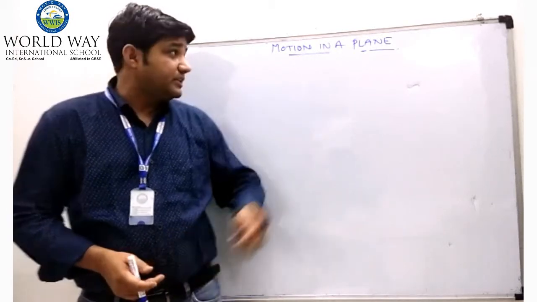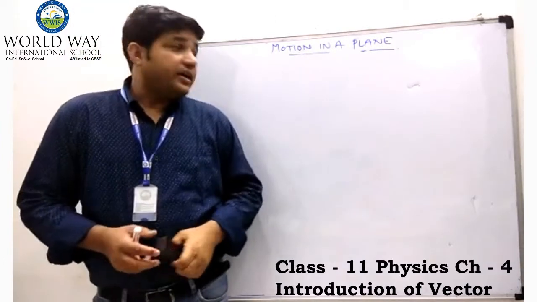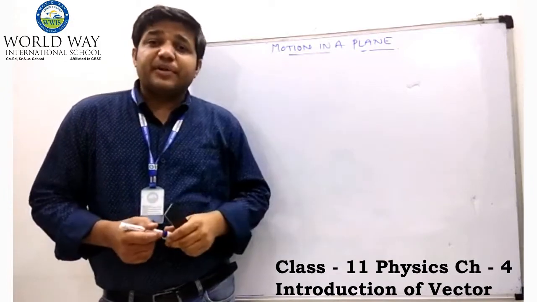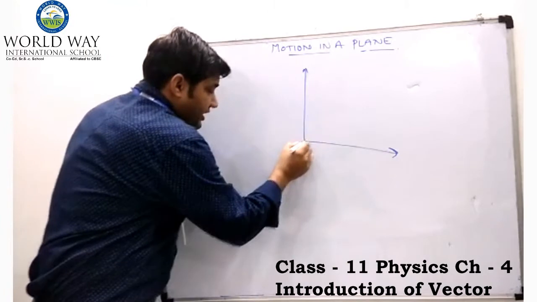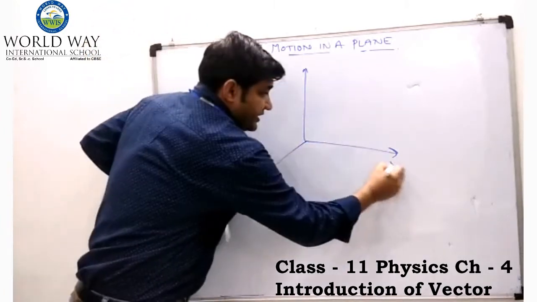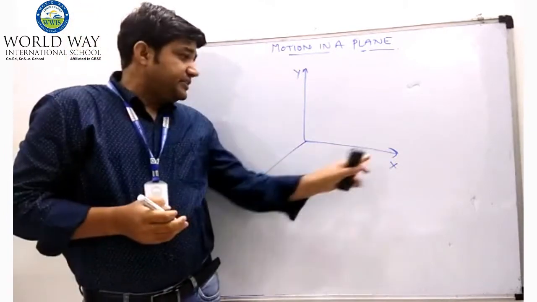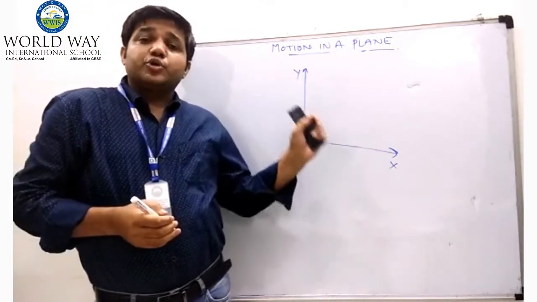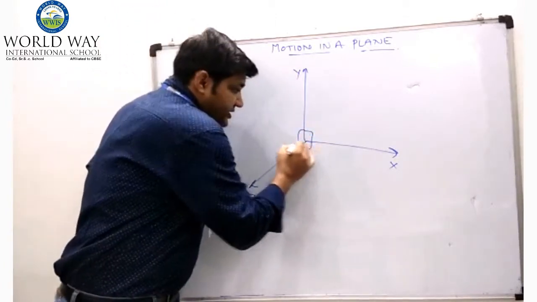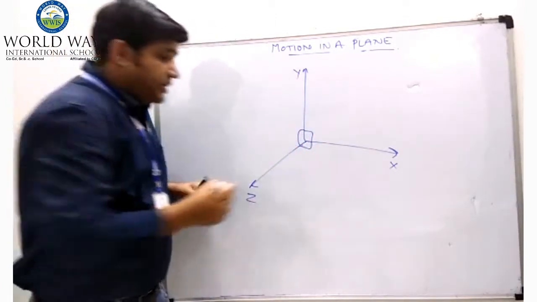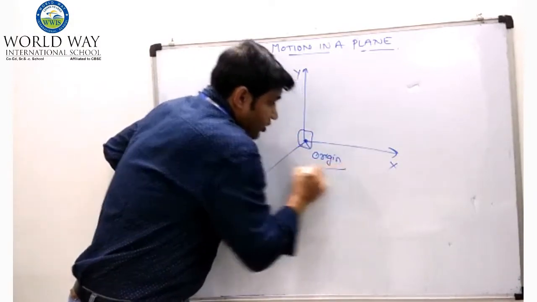Today we are going to discuss a topic that is motion in a plane. We know very well in physics there is a three-dimensional system, or three coordinates. So what are the three coordinates? First is the x-axis, y-axis and z-axis. These three axes are mutually perpendicular to each other, meaning the angle is 90 degrees between one another, and this is called the origin.